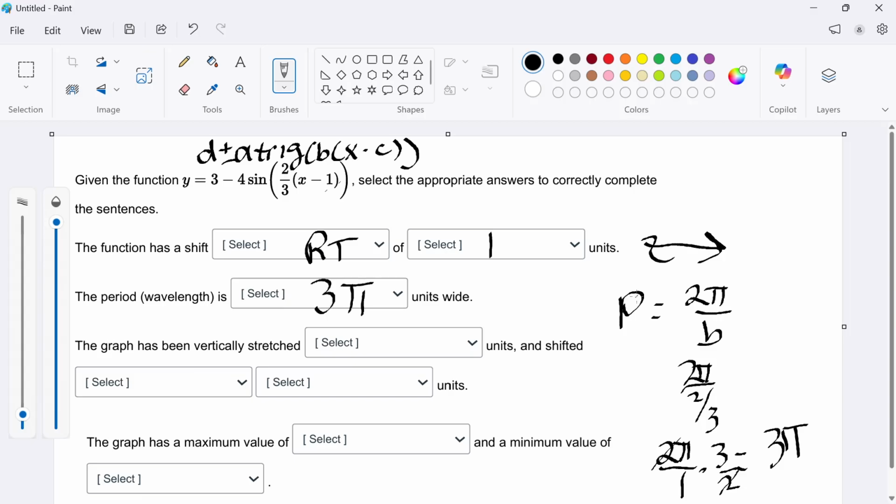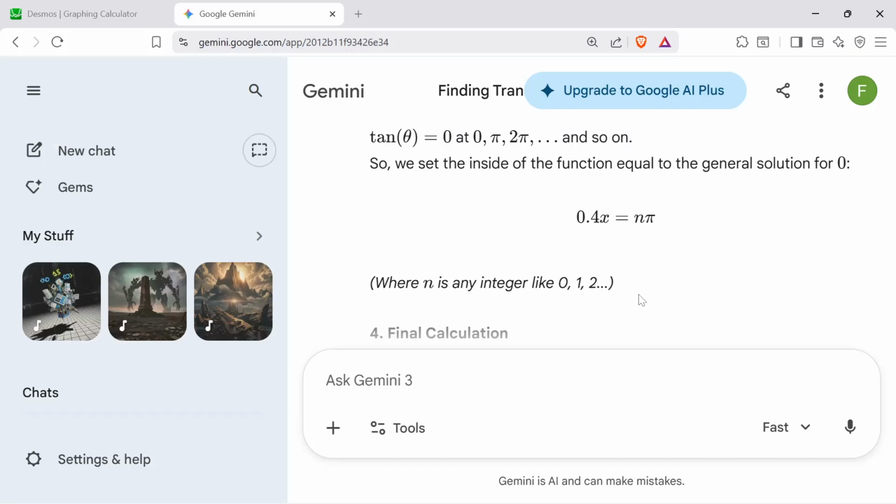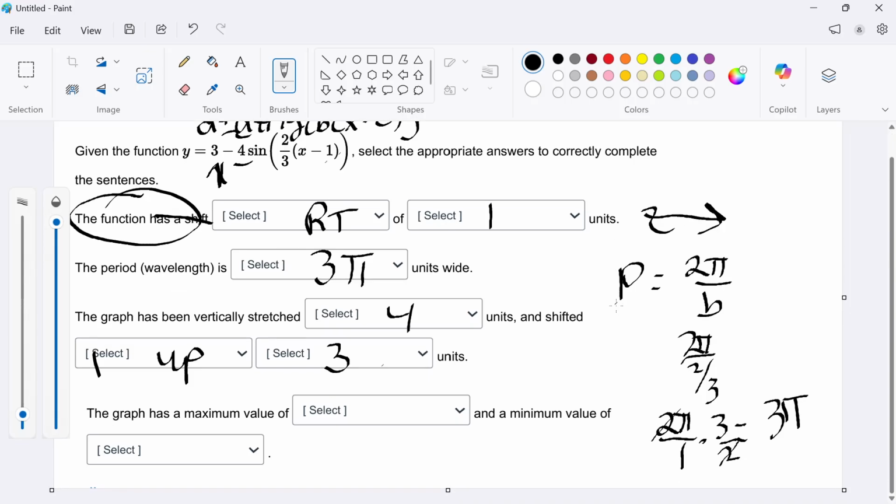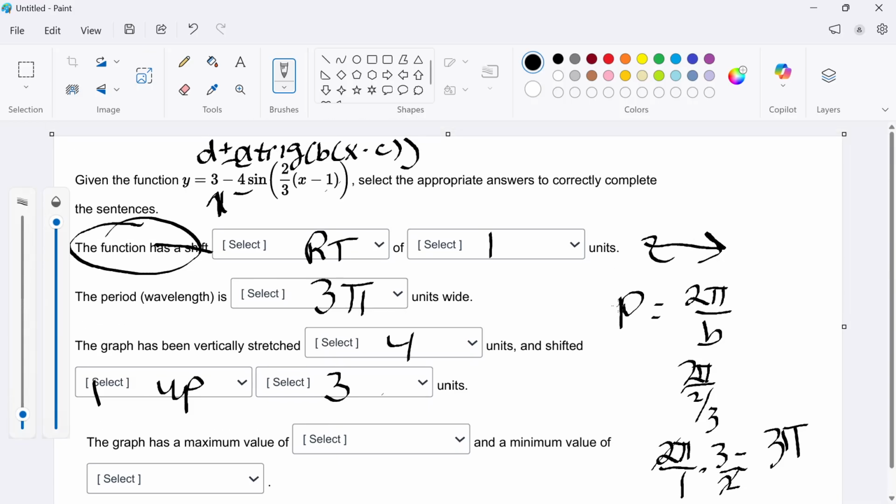The graph has been vertically stretched. That means up and down. What was the thing again? 4 units. That's the vertical stretch, which is the A. And shifted up. Up 3 units. Like I said, if I'm remembering correctly, this was the horizontal shift, this is the vertical shift. But if this was the vertical shift, then that's where you'd put up 3, and down here is where you'd put right 1. The graph has a maximum value of, well, it's 3 up.